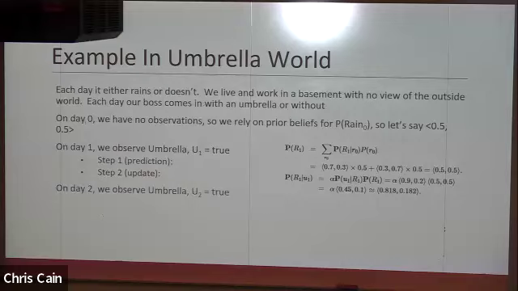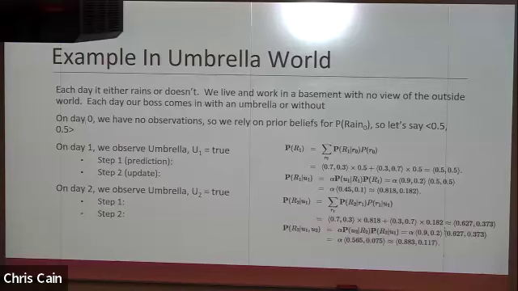On day 2, we observe umbrella again. So we do step 1, but now we are basing this on our history. So we can see that we're plugging in, instead of 0.5 and 0.5 like we did before, what we had before, 0.818, 0.182. And that allows us to derive the new prediction. And then from the new prediction, we derive our update. And that gives us a new update of 88.3% and 11.7% for rain and not rain, given that we have umbrella on day 1 and umbrella on day 2.